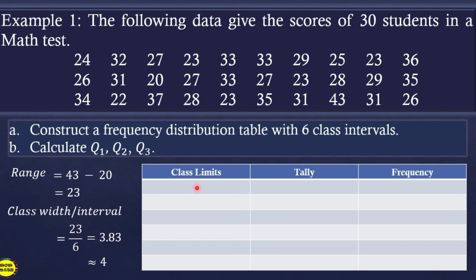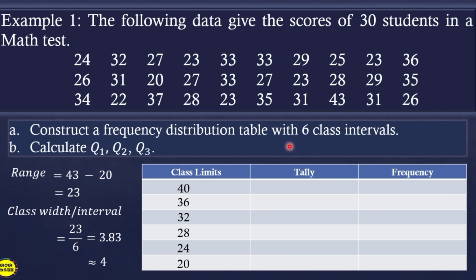So, start tayo sa class limits natin. Class limits or class intervals ang tawag natin dito. Let's say, dito tayo magsimula sa baba. Ang pinakamababang score natin is 20, yun laging unahin natin. So, yung unang lower limit natin is 20. Para makuha natin yung next na lower limit, mag-add tayo ng 4. Gamitin natin yung class width natin. So, 20 plus 4, that is 24. And then, add ulit ng 4, 28. Hanggang sa makarating kayo dito.